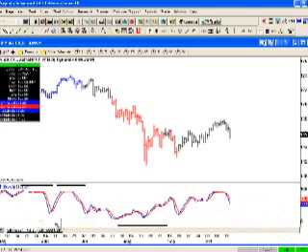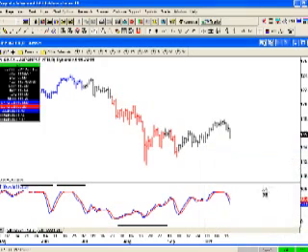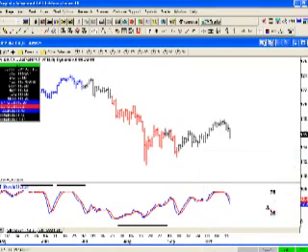So you can see here that this stochastic just kind of oscillates back and forth, back and forth. Now the average everyday use of this is to define a couple of levels. I'm going to use 75 on the upper end right here and 25 on the lower end. When my stochastic gets above 75, I'm going to consider the market overbought. When it gets below 25 down here, I'm going to consider it oversold.